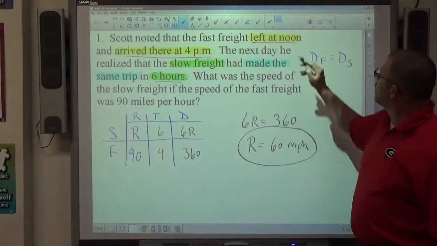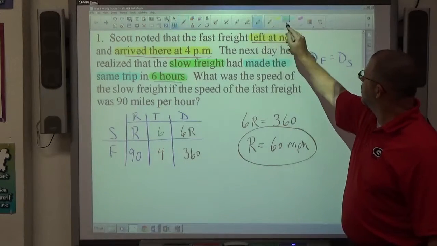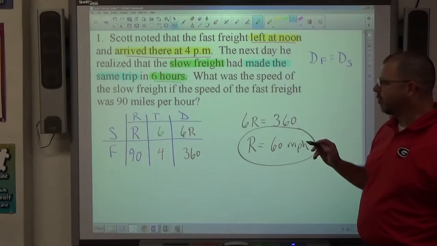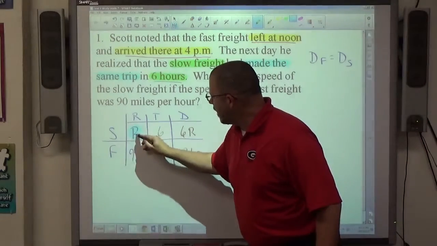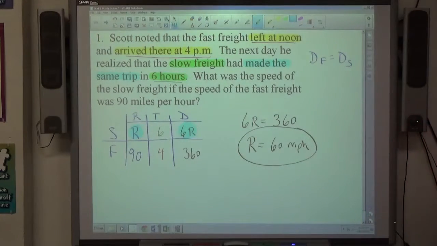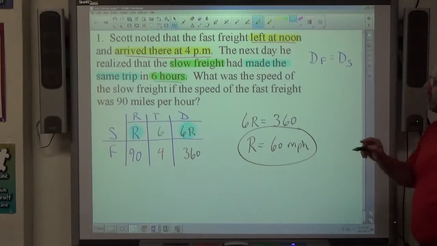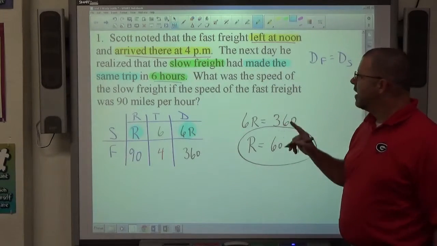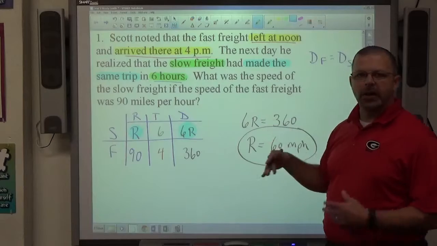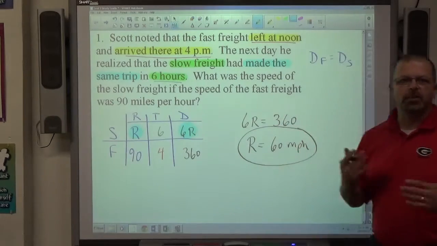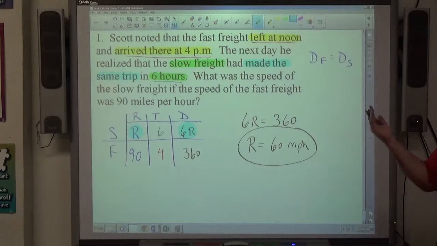The other thing I want you to remember about problems of this variety is that in this chart, everything that has an R or variable in it is something we don't know. So I don't know this or that, and I could be asked either one. Be careful that you do answer the question. This question specifically says, what was the speed? We found the speed, we're done. If it said, how far did the slow freight go, we'd have to find the distance, which would be 360, of course. But again, just make sure you answer the question they're asking. One of the tests should be asking for the speed of the slower freight.